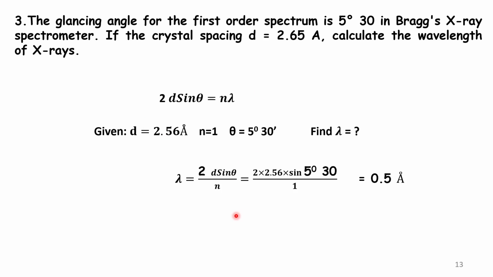So lambda is equal to 2d sin theta divided by n, and by substituting all these values we get the value of lambda, it is equal to 0.5 angstrom unit. Now in this way, by using this Bragg's diffraction condition, we can determine the value of the interplanar spacing d, the glancing angle, and also the wavelength of the incident X-ray.